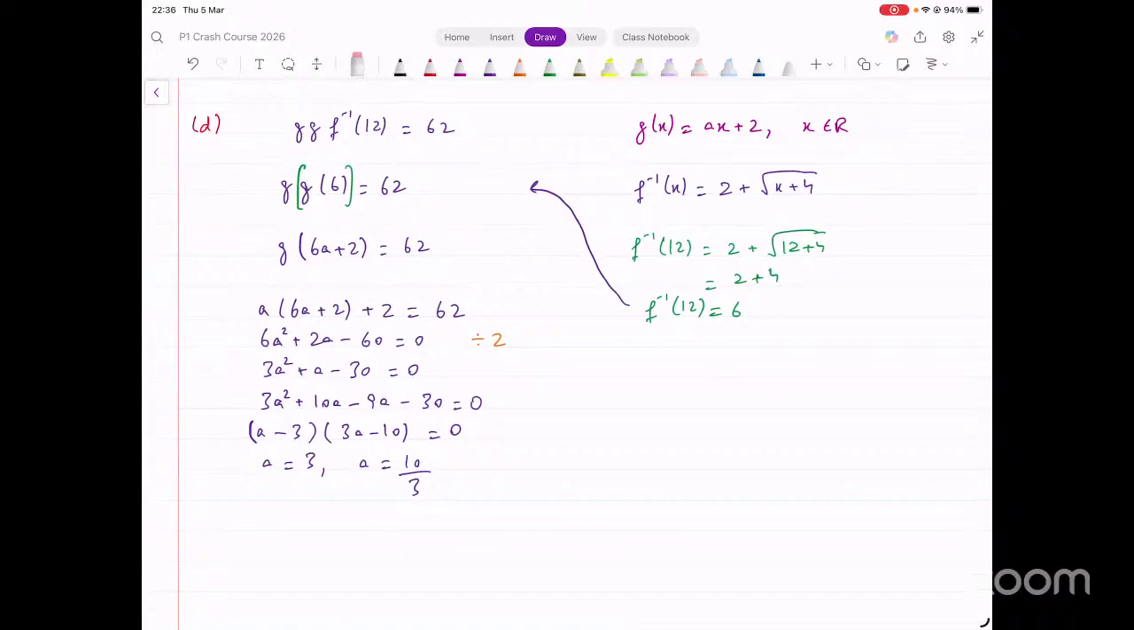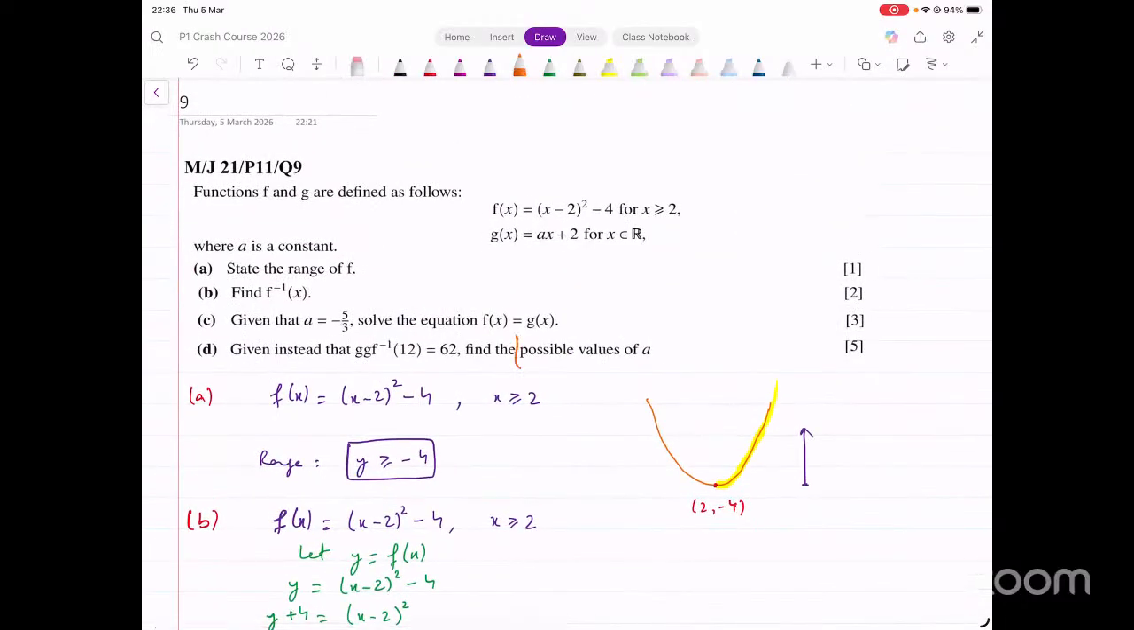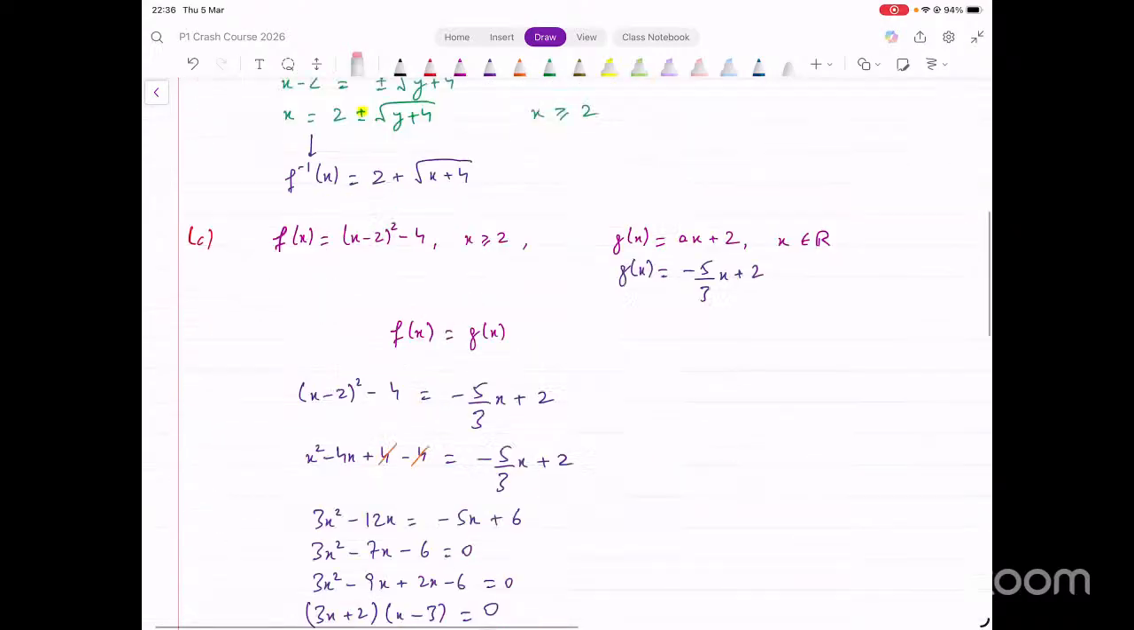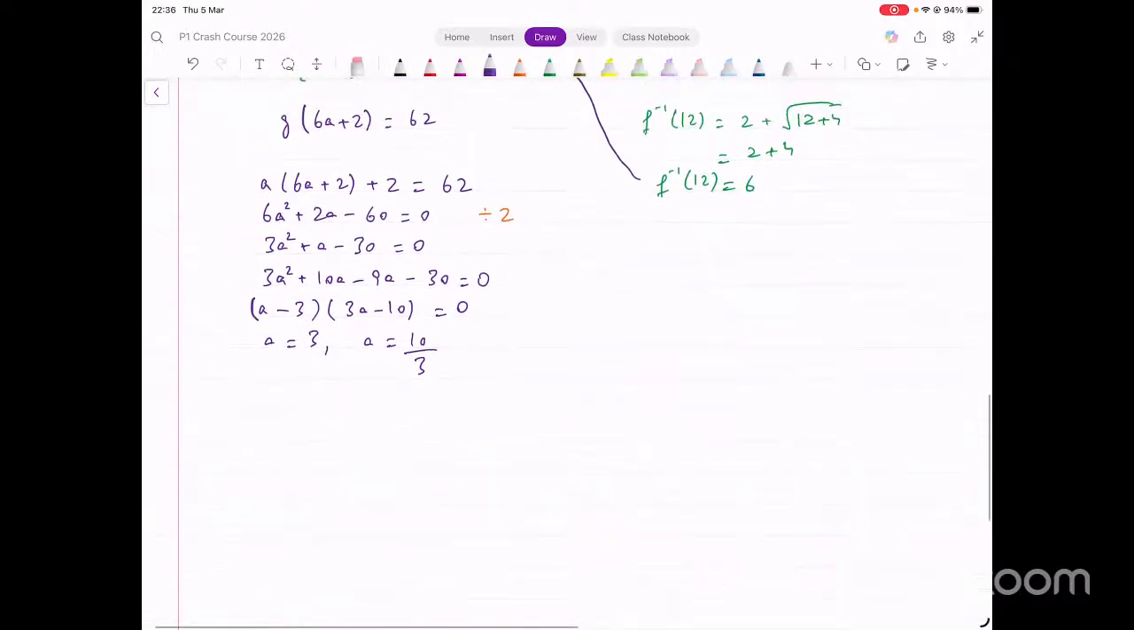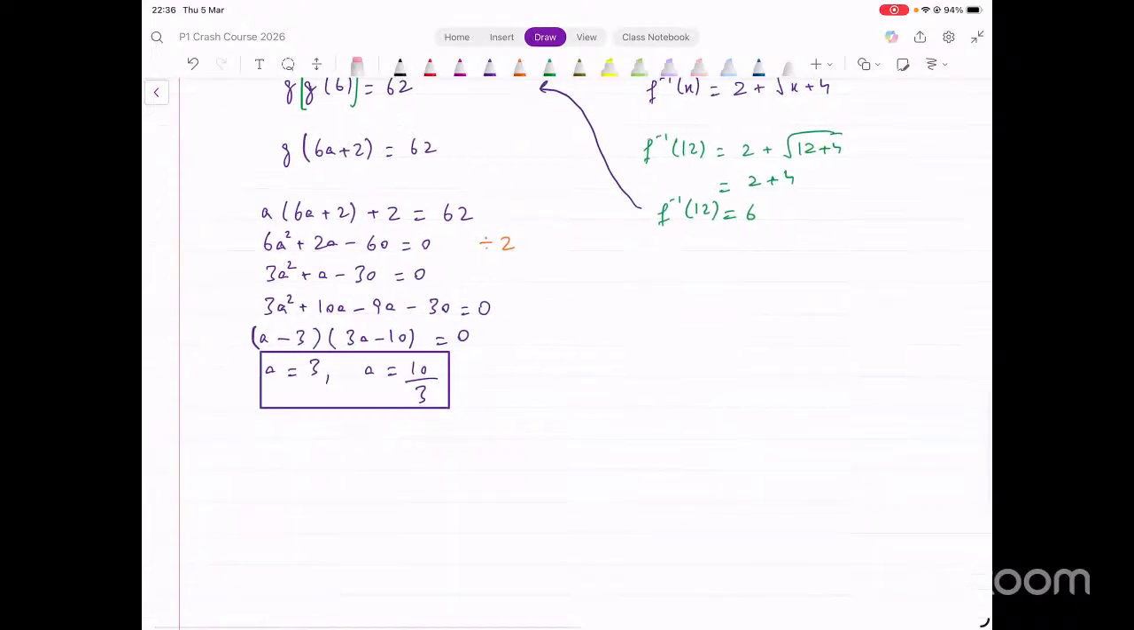Okay, we get two possible values of a. One is 3 and the other is 10 over 3. The question said find the possible values of a. We are getting two answers, so both of them are going to be acceptable, and that's our final answer. We leave it as it is.